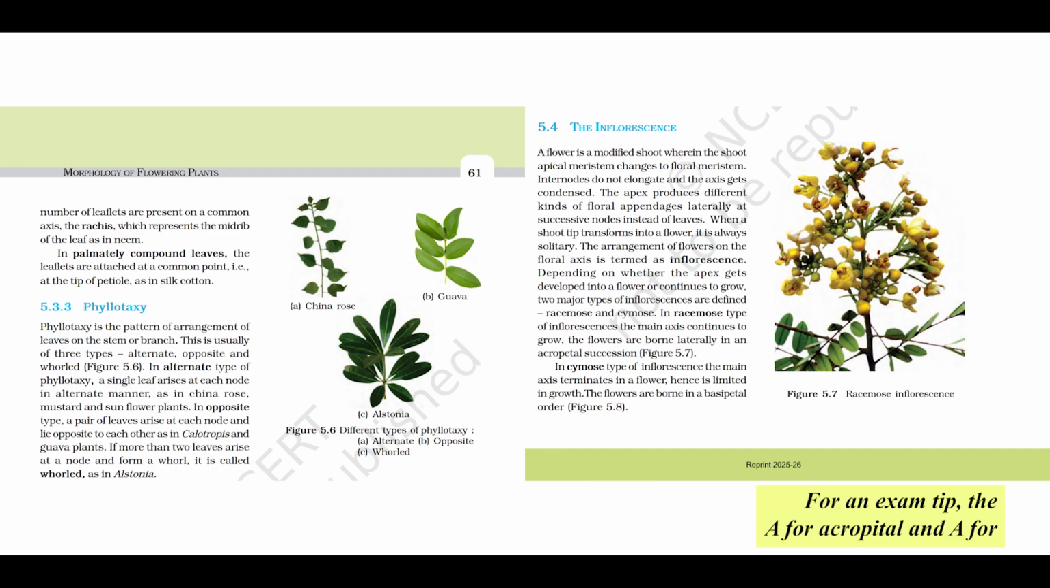For an exam tip, think A for acropetal and A for apex. Youngest flowers are always at the apex. Racemose: axis keeps growing, youngest flowers at the apex, acropetal. Okay. What's the other type?